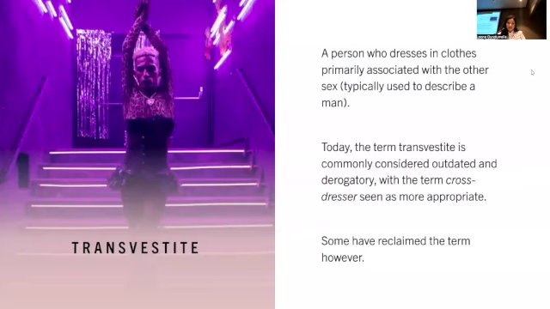Transvestite is somewhat an outdated term, but I want to include it because we do hear this term often, and I wanted to clarify its meaning. So transvestite is a person who dresses in clothes primarily associated with the other sex. Typically, this is used to describe a woman dressing like a man. While the term is considered outdated and the term cross-dresser seen as more appropriate, many have reclaimed the term transvestite.